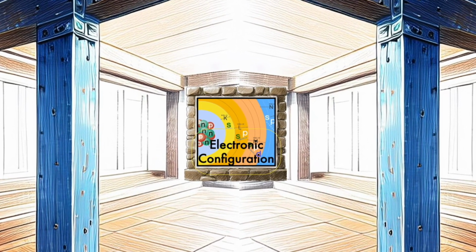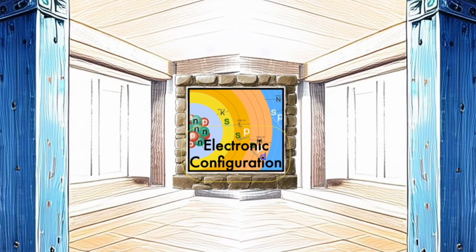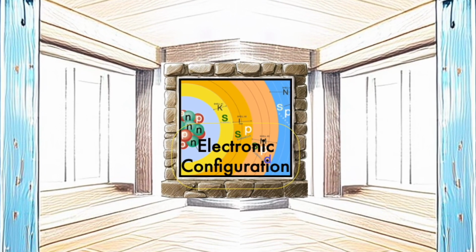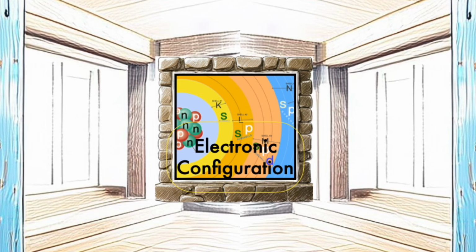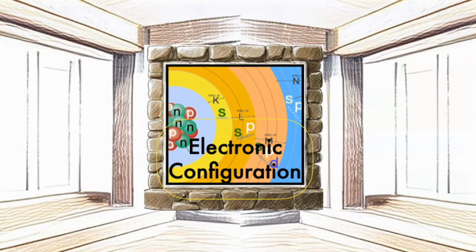Electrons, particularly those in the outermost shell, drive an element's chemical properties, bonding and reactivity. This is why chemistry focuses primarily on electrons and their arrangement, known as the electronic configuration. This video explores electronic configuration in detail.